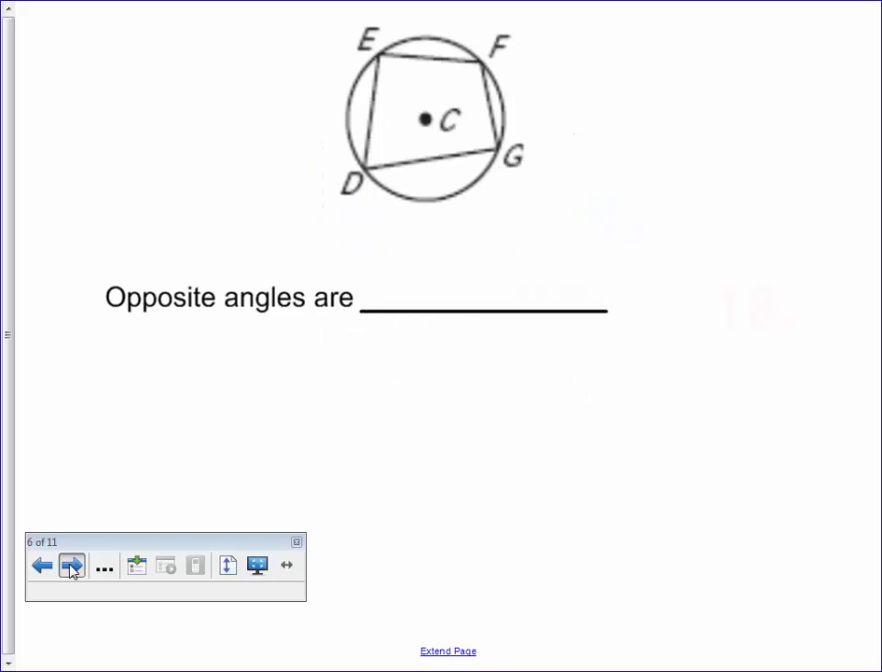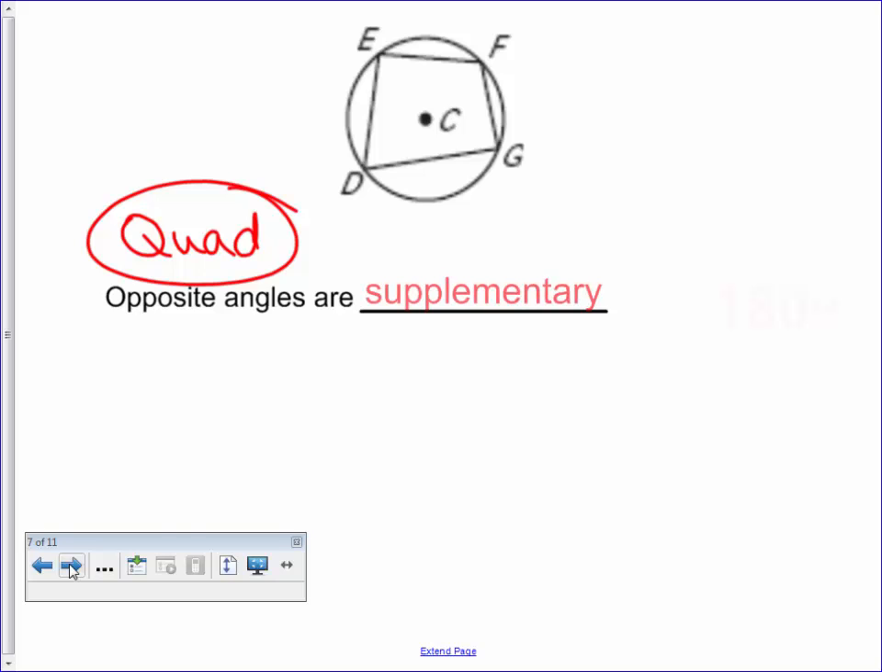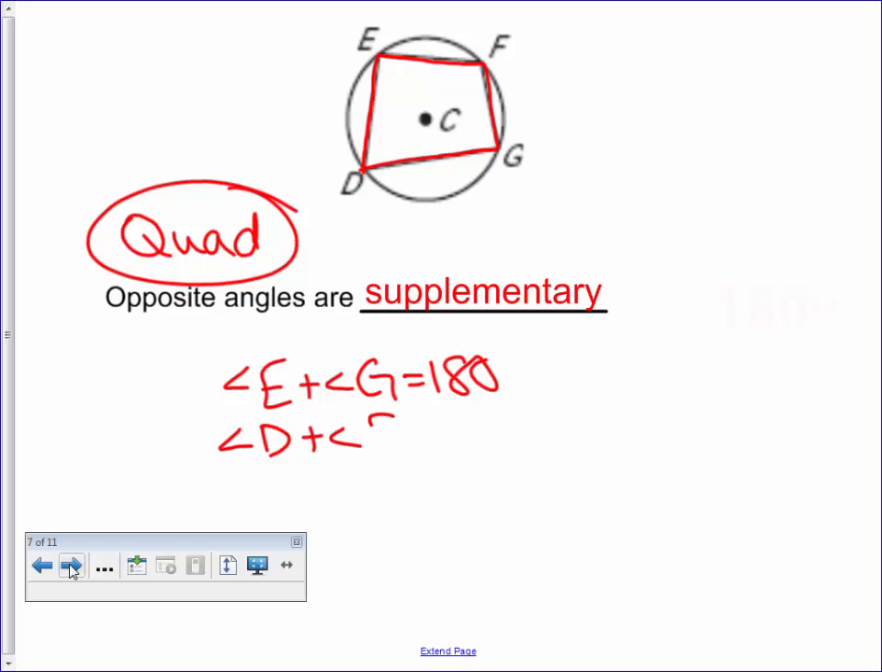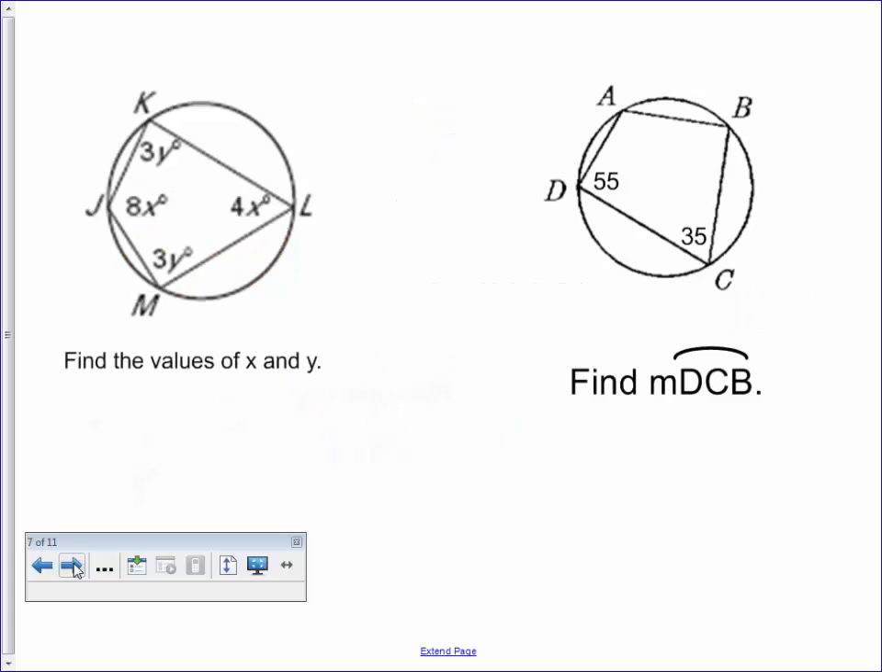All right, so now we're going to talk about an inscribed polygon, specifically quadrilaterals. We know something about the relationship of the angles in a quadrilateral inside a circle. We know that the opposite angles are supplementary if it's inscribed, meaning all the angles are on the circle. So that means angle E plus angle G equals 180, and angle D plus angle F equals 180. Opposite angles.